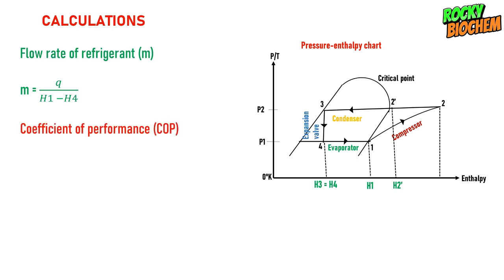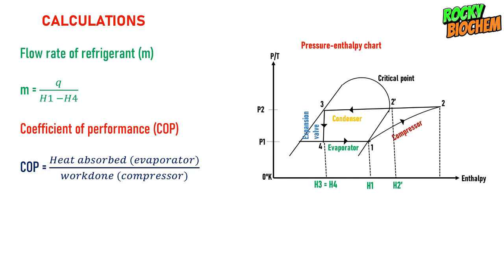And we also have what you call the coefficient of performance, and that can be determined by dividing the heat absorbed by the evaporator by the work done by the compressor. So you get H1 minus H4 all over H2 minus H1. The value of the coefficient of performance ranges from 3 to 6.